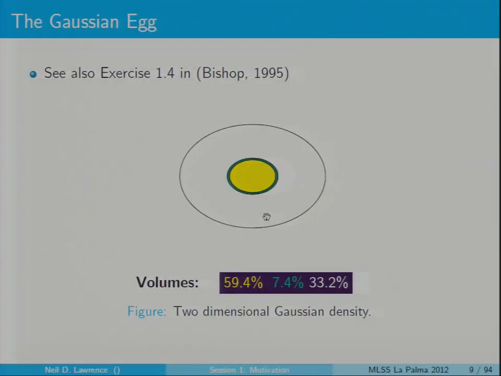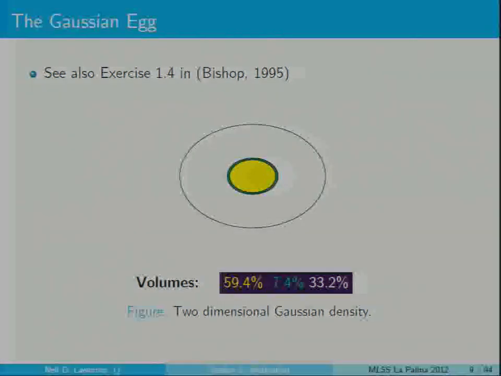Okay, so what happens in 2 dimensions? You can compute these volumes again. Obviously it's a probability distribution, so the total volume is 100%, and in 2 dimensions you get 60% of your egg. So you've lost 5% of your yolk, yeah? And 7.4% of your egg is now the iron sulfide, and 33%, a third of the egg, is now in the white.